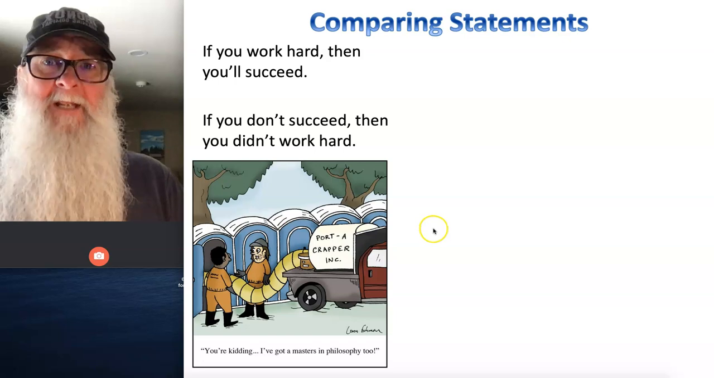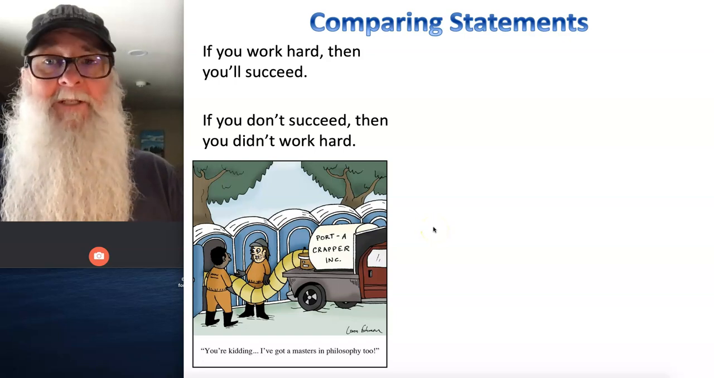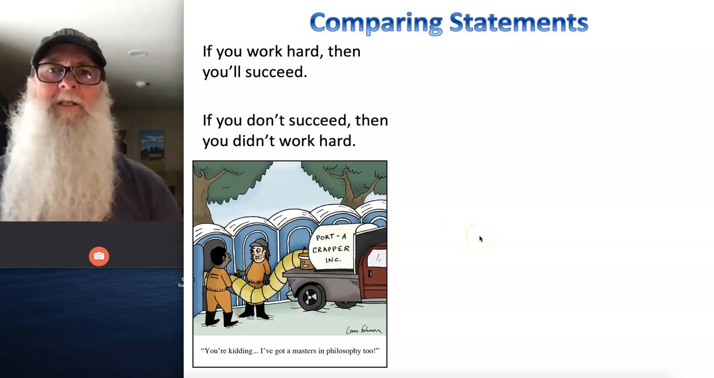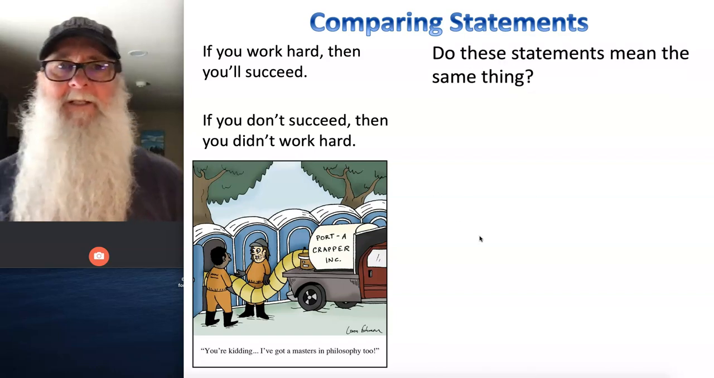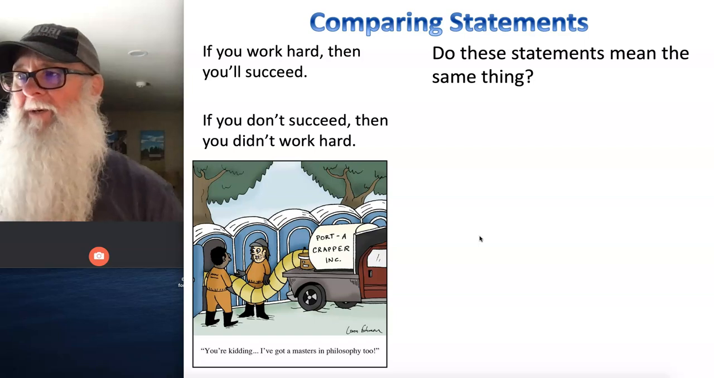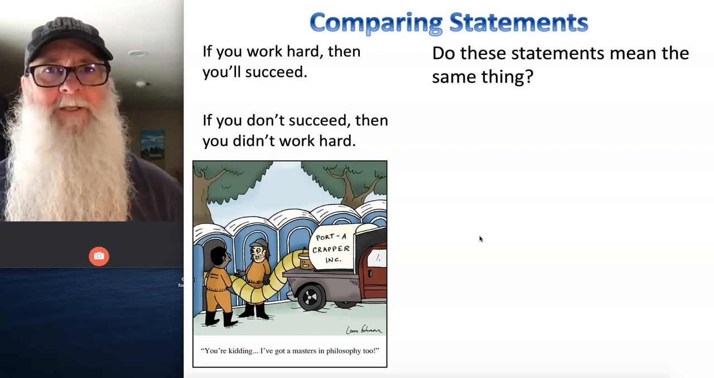Statement number one, if you work hard, then you'll succeed. Statement number two, if you don't succeed, then you didn't work hard. Okay? Now, to compare these statements, we're going to ask ourselves three questions. Question number one is this. Do these statements mean the same thing? Are these just two different expressions of the same idea, and these statements are kind of interchangeable with one another?